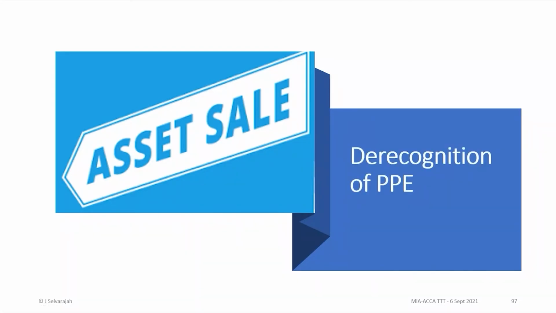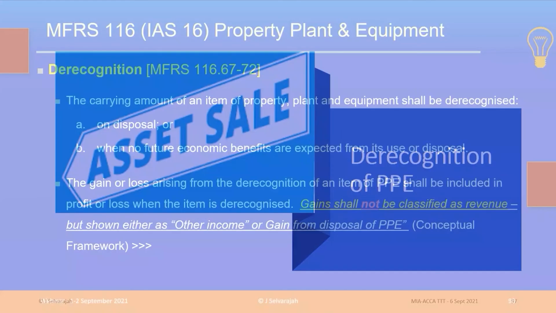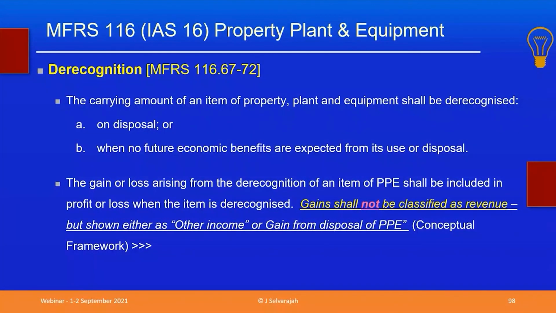All right, now asset sale, de-recognition of a PPE. So this is the easy part. When you sell off, it's de-recognized. Either you dispose, or there are no more economic benefits, sell it as scrap or throw it away. Sometimes even selling as scrap, people don't want to take it, you see? So you've got to find a way to get rid of it. If they are metal and stuff like that, maybe you can sell it, right?